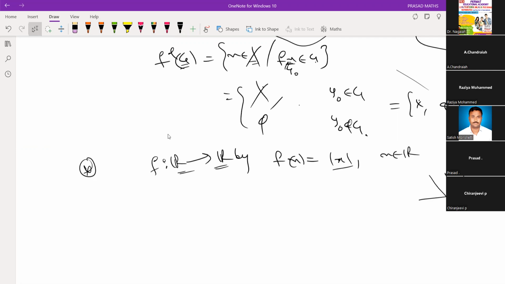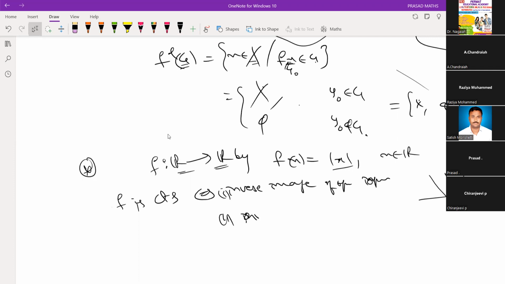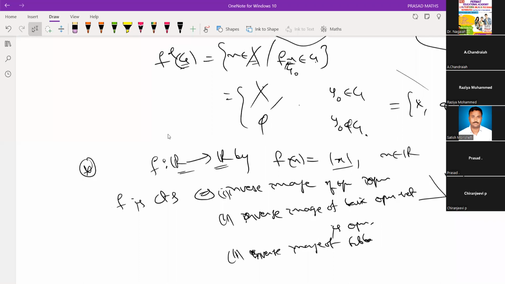But according to topology, there are two ways actually. Whenever f is continuous, if and only if the inverse image of an open set is an open set. Second, the inverse image of a basic open set is open, or else the inverse image of a subbasic open set is open. We move the same way in topology, right?